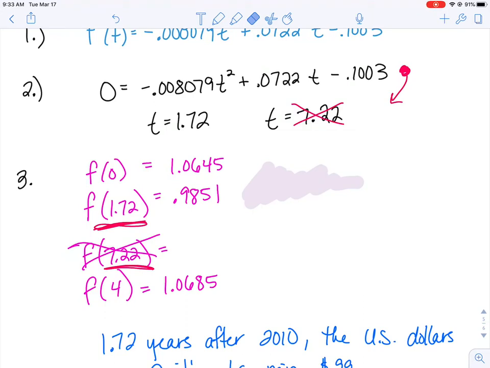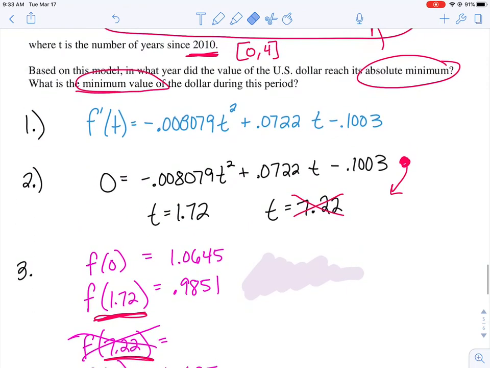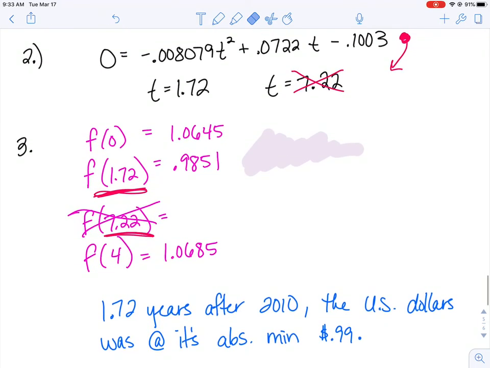These are the values that I got. Make sure you use your calculator, find those values yourself so you know how to use them for the test day. And now let's figure out where our absolute minimum value was. Well, looking at these 3 values, it looks like our absolute minimum is 0.9851. That happens when x, or t, is 1.72.